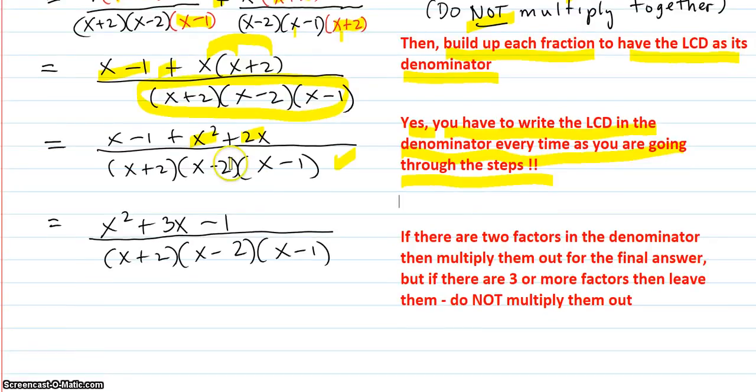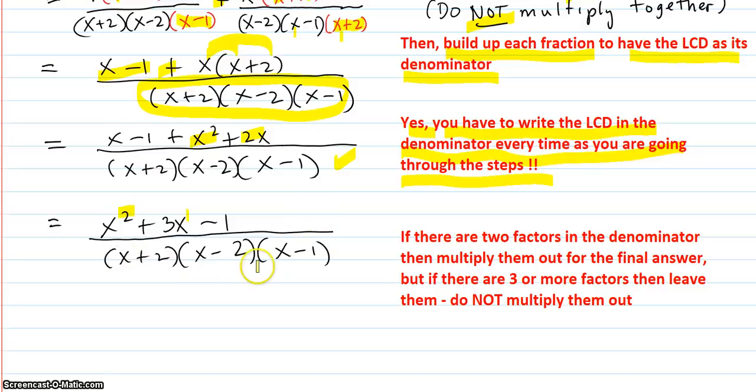Okay, so then you clean this up and write it in decreasing exponent order, and this is your final answer. You don't need any restrictions because the original fractions wouldn't be defined if this wasn't so. You don't need any restrictions there.